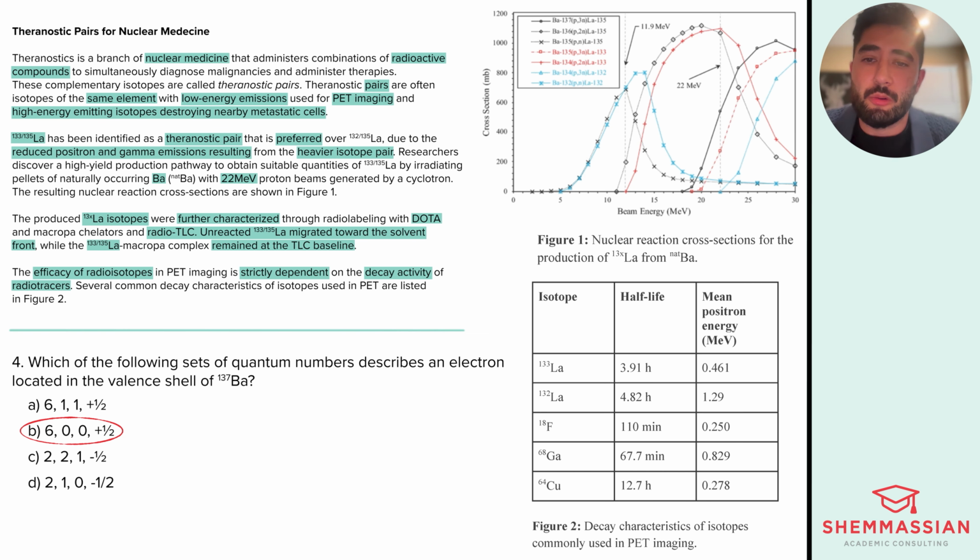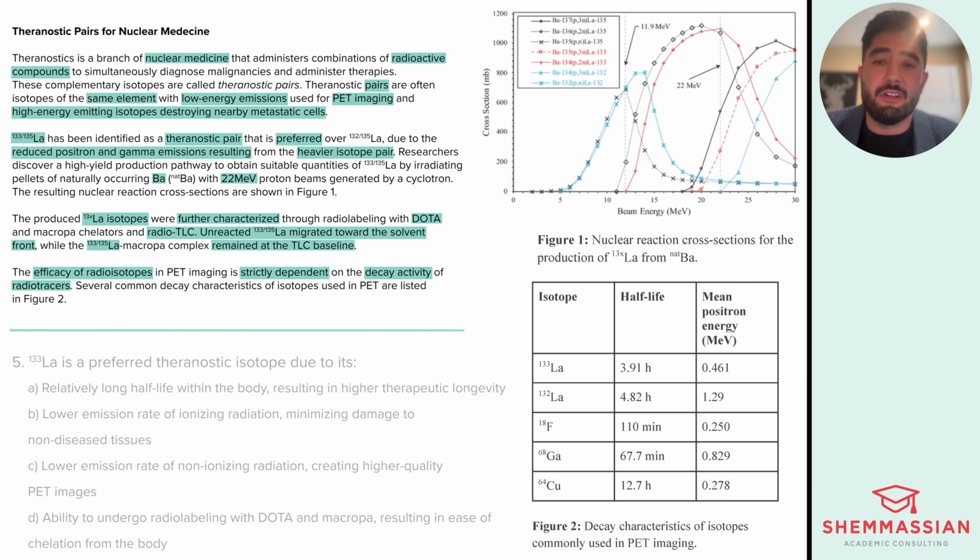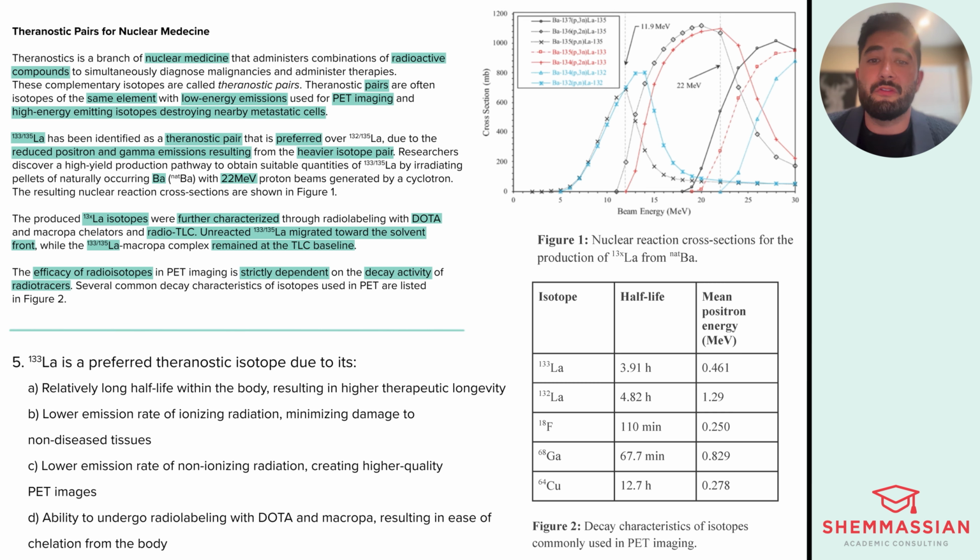Now let's jump into question number 5. Question number 5 states that lanthanum-133 is the preferred theranostic isotope due to its what? And again, with this question, you want to be thinking about what the pairs are here. If you look at the answer options, you'll see a pretty clear pair right away. You'll see that B and C both have to do with lower emission rates. That is not to say that if you see a pair in the answer options, it is always the answer, that the answer is going to have to be between B and C.